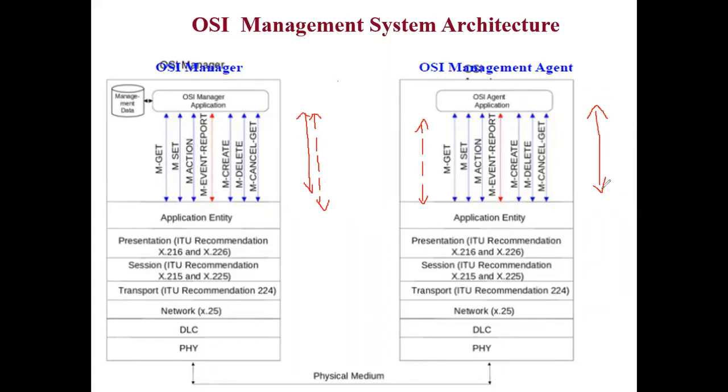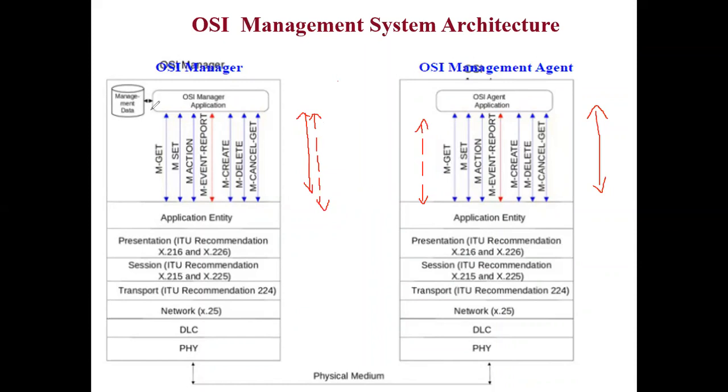I hope this thing is clear. The manager is generating or sending all the 6 commands, so that's why we are drawing a solid line. The manager is not generating the M event report, that's why I'm drawing a dashed line. Here also, the agent is only generating, I'm stressing on the word only, the M event report. That's why it is a solid line. The agent is not generating the remaining commands, so all the remaining 6 have to be dashed lines. So please draw it that way whenever you are drawing.